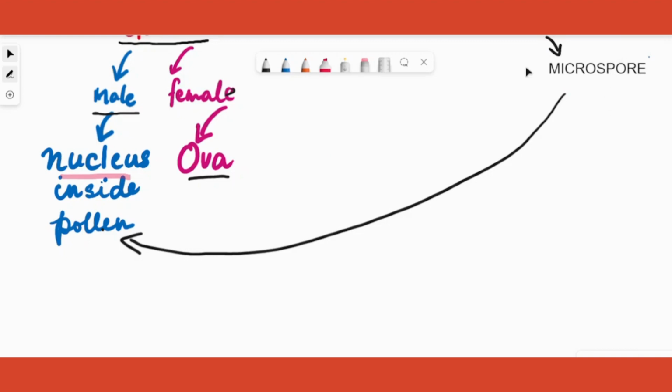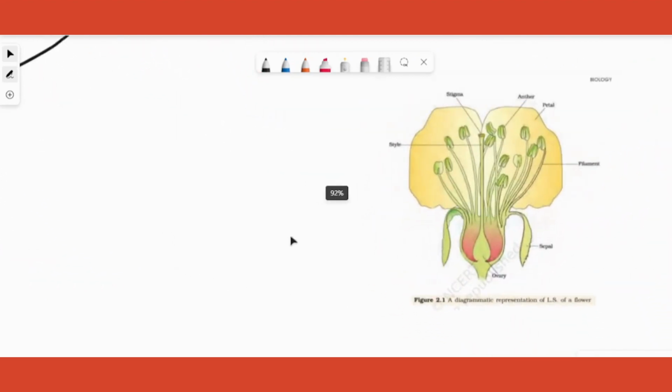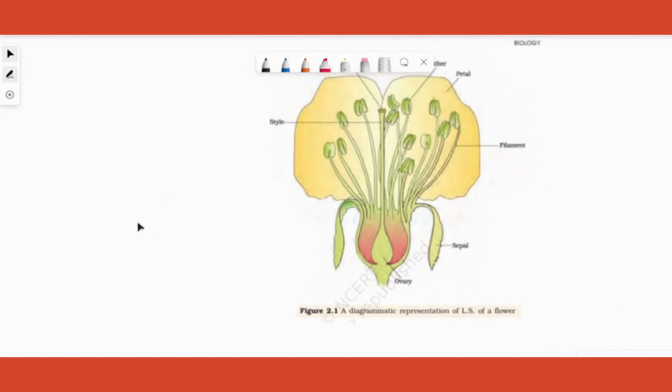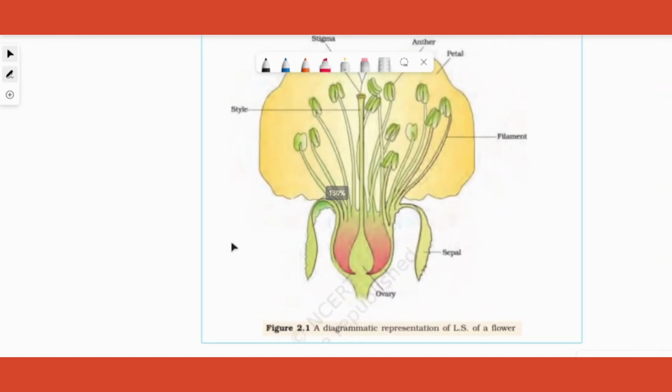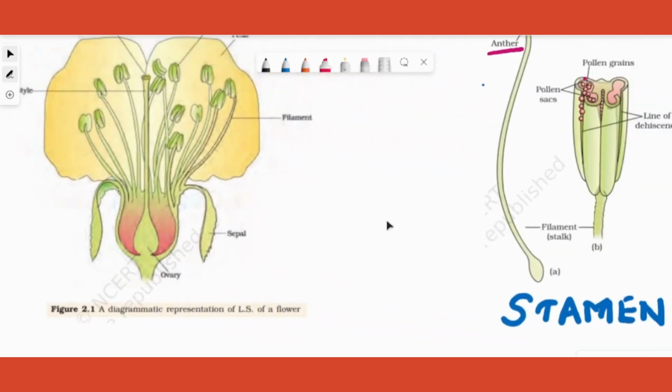So let's learn microsporogenesis. First and foremost, let's have a look at the structure of a flower. You know petal, sepal, androecium and gynoecium. Androecium is the male part. Single units of androecium are called the stamen. That much I hope you know.